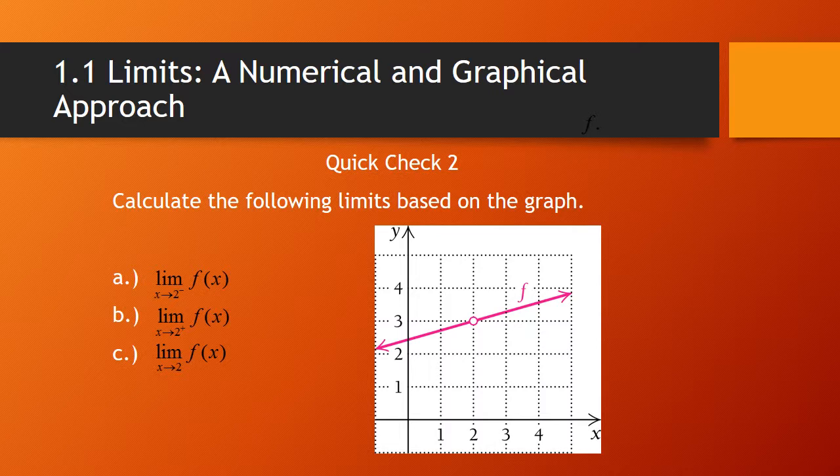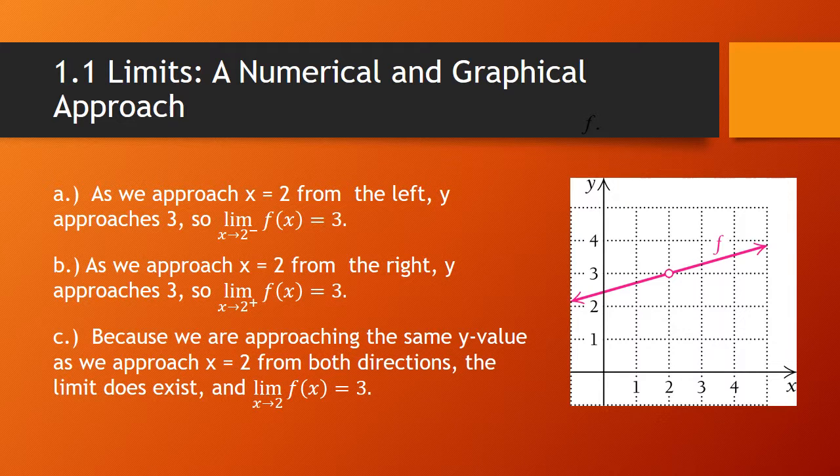All right, let's try another one. Calculate the following limits based on the graph. Pause the recording, give this a try, and resume to check your answer. So as we approach 2 from the left, we get 3. As we approach 2 from the right, we get 3. And because both of those are equal, the limit as x approaches 2 of f of x is 3.